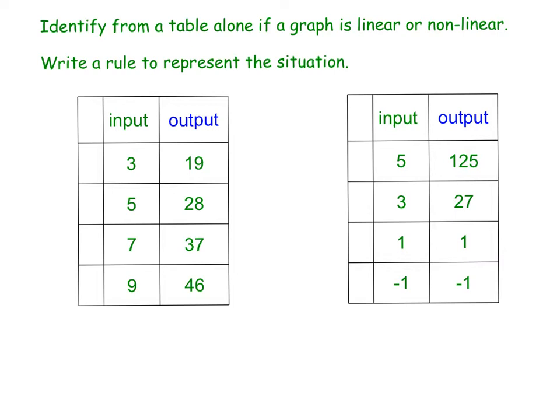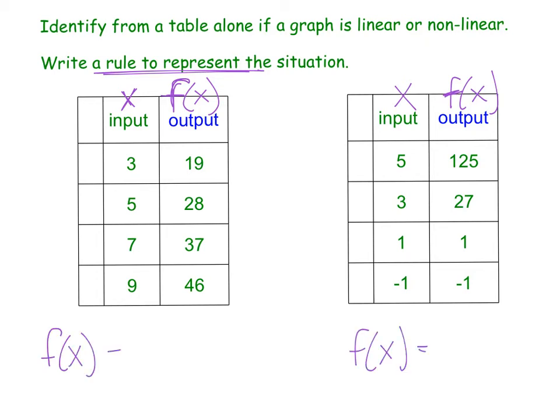And so now looking at a table alone, we need to figure out if a graph is linear or nonlinear. And then we need to write a rule. And so because we are dealing with functions, when we write our rule, remember our input is x, but now our output is in function notation, so we have f of x. So rather than using y's, we're going to now start using f of x because it is a function. So when we write the rule down here, we're going to have f of x instead of a y. So first things first, if we look at it, we need to figure out if it's linear or nonlinear and write a rule.